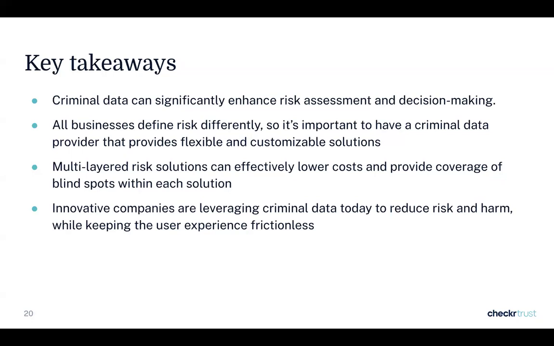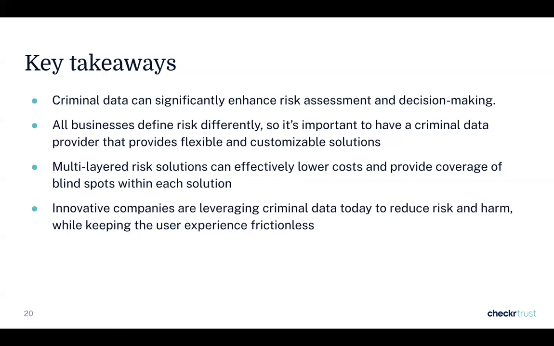Number three is that multi-layered risk solutions can effectively lower your costs and provide coverage of blind spots within each solution. So again, thinking of that Swiss cheese approach, being able to cover different blind spots and gaps in certain solutions, and being able to layer on whether a sex offender registry, your criminal charges, arrests information, warrant information, and so forth, and really be able to have more of a holistic view of the individuals that are engaging with your service.